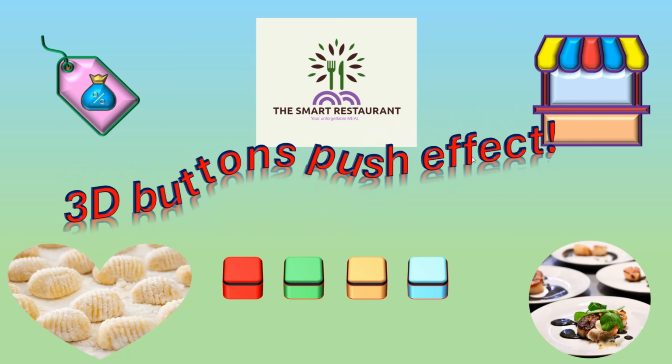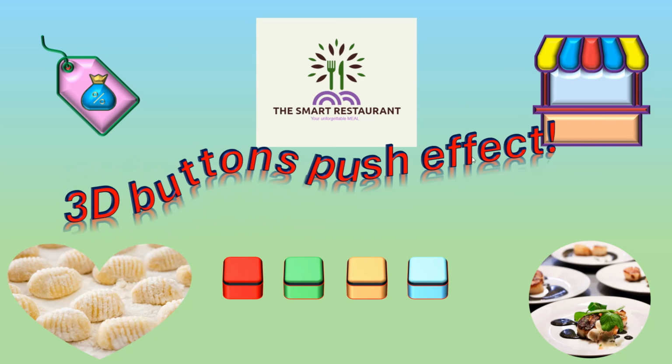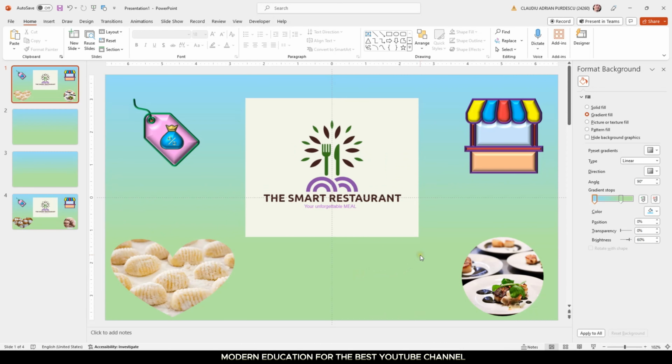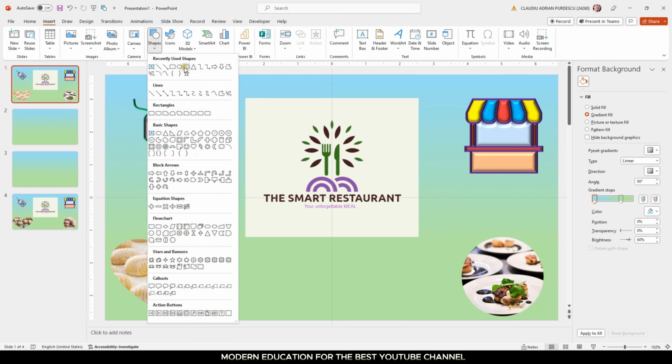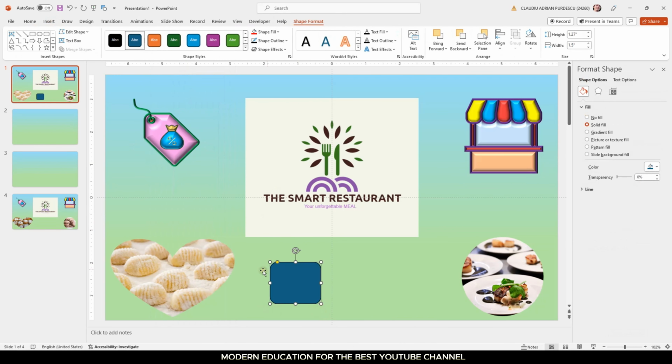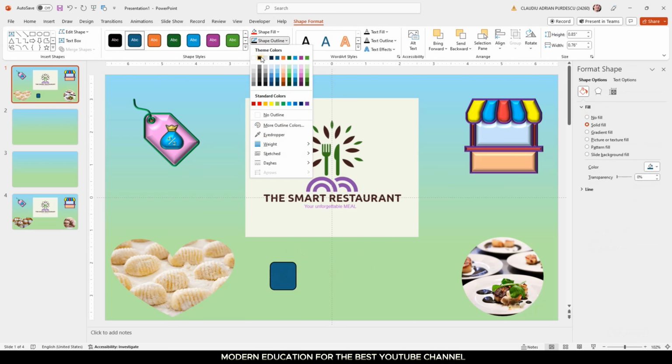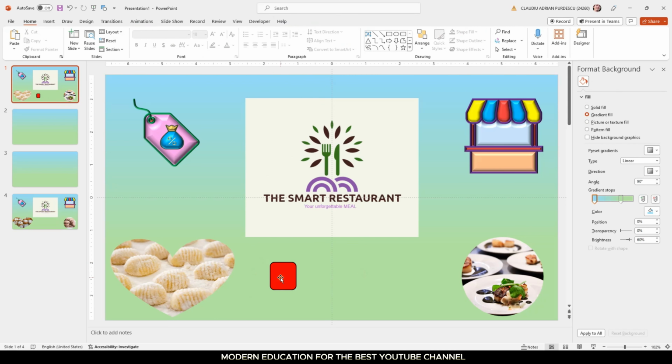Now let's continue with the 3D buttons push effect in PowerPoint. So we are in a PowerPoint where we have these lovely pictures and where we want to create our 3D buttons. Step number 1 is to insert an ordinary shape. This time it's going to be a rectangle with rounded corners. Now you can change the dimensions. In my case, it's going to be 0.85 times 0.76. Then let's put a certain outline color. I will put a black and the main color is going to be red. Now it's just an ordinary shape.